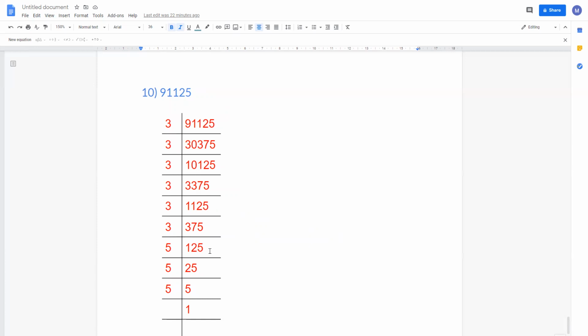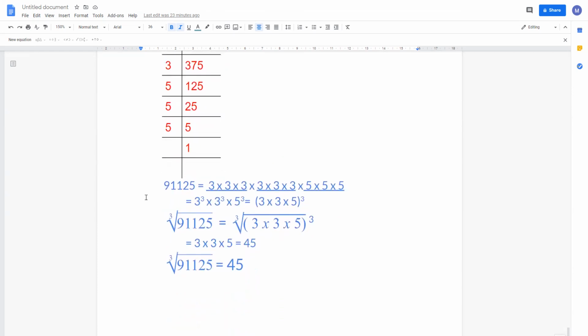Now we know that in 125 only 5 is coming as the prime factor. So 125 divided by 5 is 25. 25 divided by 5 is 5. 5 divided by 5 is 1. So we got 6 times 3 and 3 times 5 as the factors. So let us write: 91,125 equals 6 times 3 and 3 times 5.